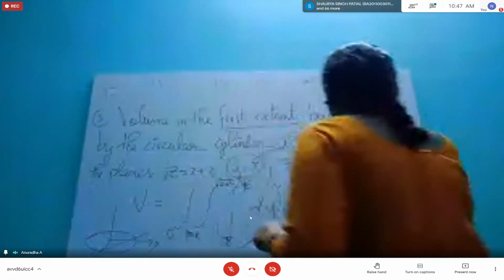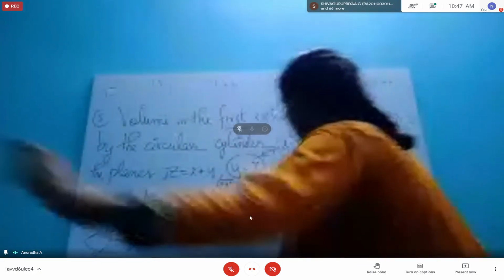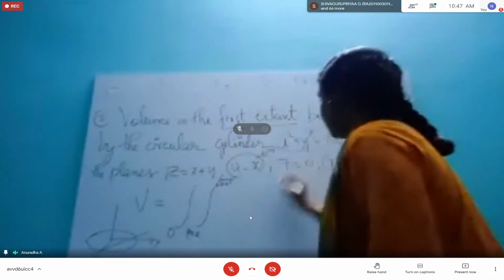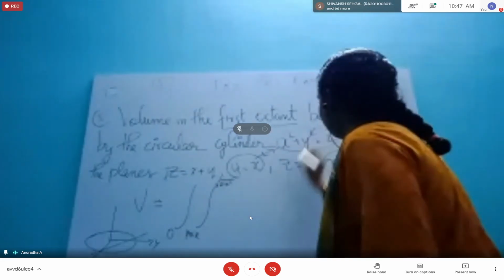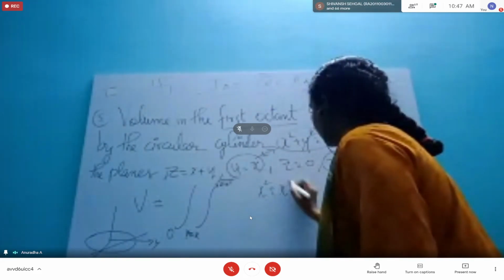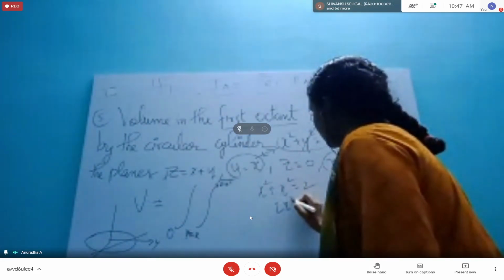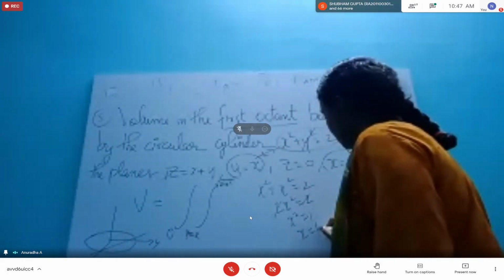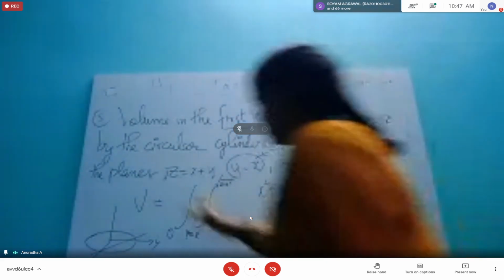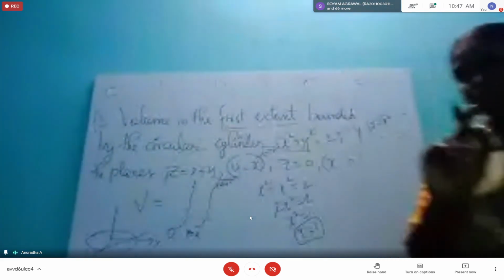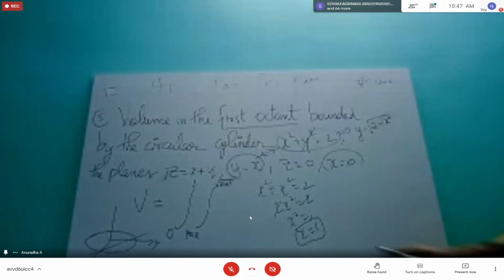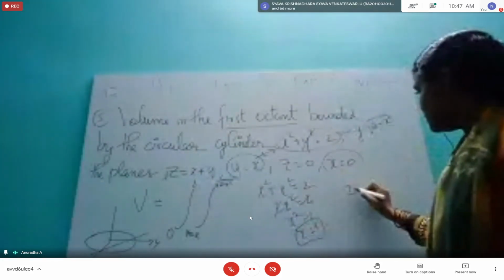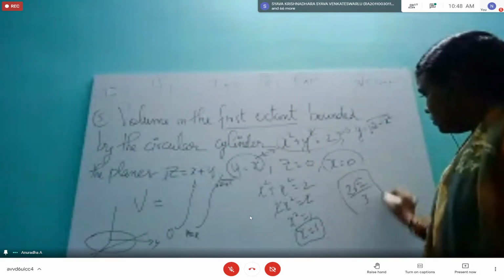Ma'am, how do we find the common intersection? Just substitute y equal to x here. So x square plus x square equal to 2. So 2x square equal to 2. So x square equal to 1. X equal to plus or minus 1. Positive x is 1. So the limit will be 1. Just one small mistake I have made, sorry. So 0 to 1 will be the limit. The answer is 2 root 2 upon 3.